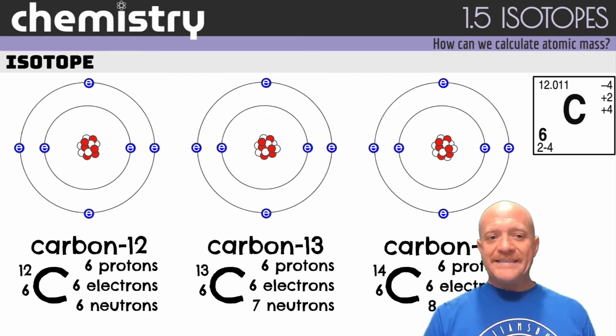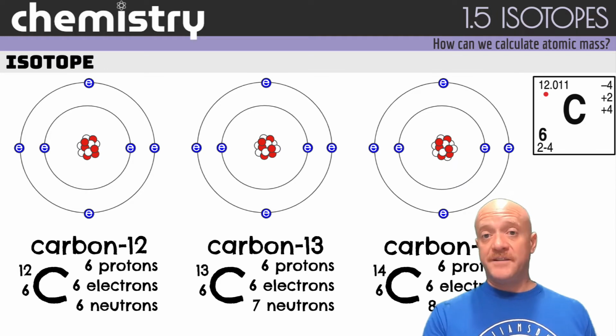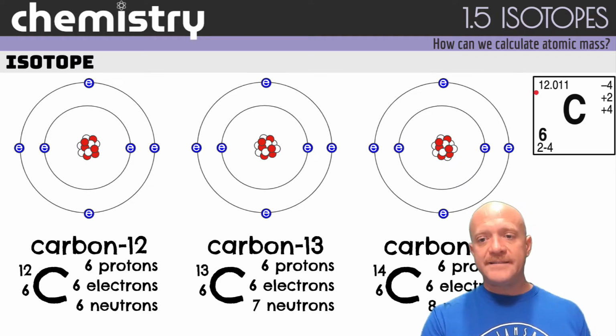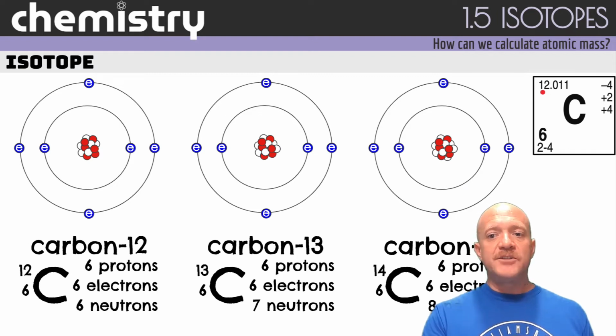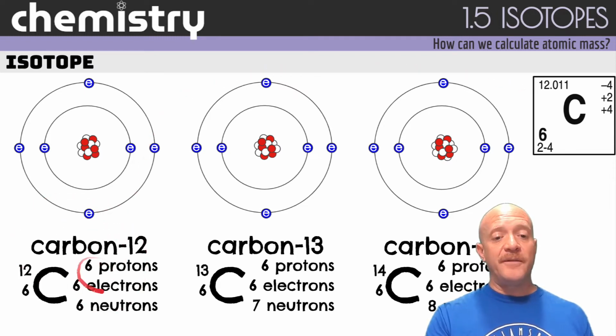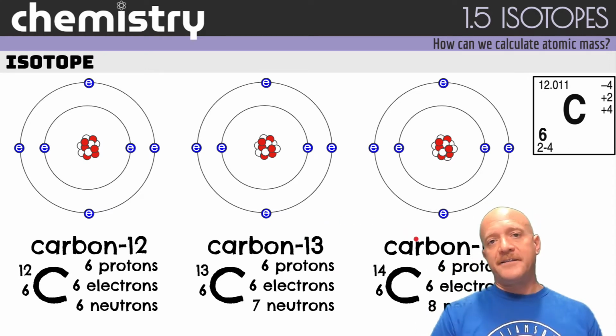The way you can tell which isotope is the most common is by looking at this atomic mass. Notice it has decimals in it. This is because most of the carbons are carbon-12. That's why the average is closer to 12 than to anything else. Because this is 12.011, it's really close to 12. In fact, most of the carbon that's found is carbon-12. There's a little bit of carbon-13, a little bit of carbon-14, and other carbons that are altering that atomic mass slightly.